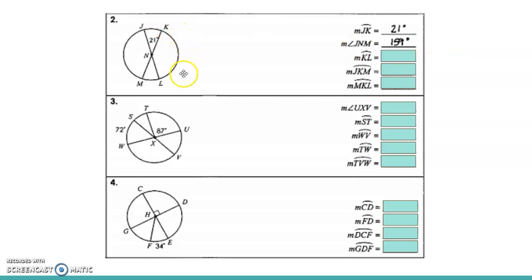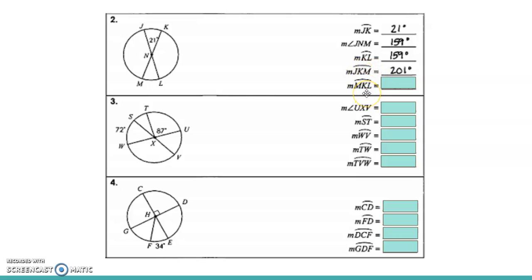I'm looking for KL, that arc measure, now. I know that JNM and KNL are vertical angles, so that means they're congruent. So KL is going to be 159 degrees as well. Looking now, we're going for arc JKM. So we're K to M, so KLM is 180 degrees, and then I'm adding it to that 21 for 201.